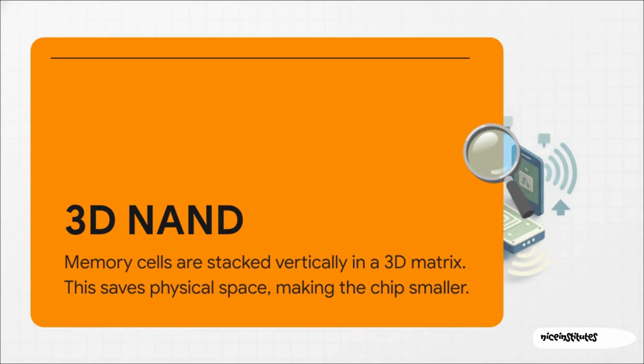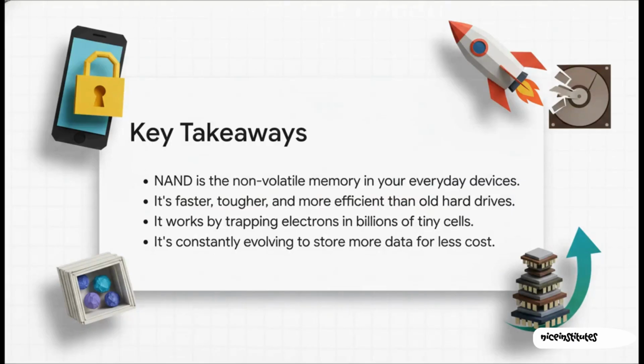3D NAND stacks memory cells on top of each other. It's like building a skyscraper instead of a sprawling suburb. This lets them achieve insane increases in density and capacity. So to bring it all home, what are the big things to remember? 1. NAND is the non-volatile memory that keeps your data safe in everything from your phone to a traffic light. 2. It's the technology that killed off slow-spinning hard drives and made our devices faster, tougher, and more efficient. 3. It all works by trapping tiny electrical charges in billions of microscopic switches. And 4. It's a technology that is just relentlessly evolving to get denser and cheaper every single year.